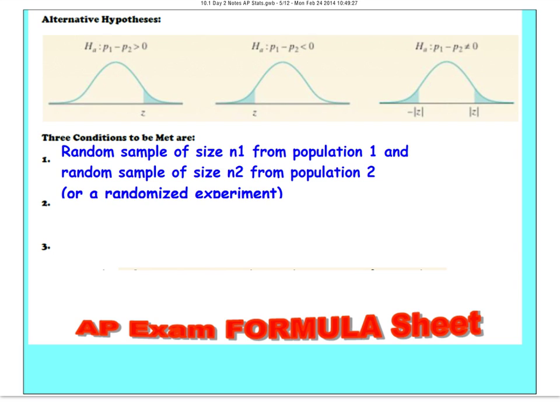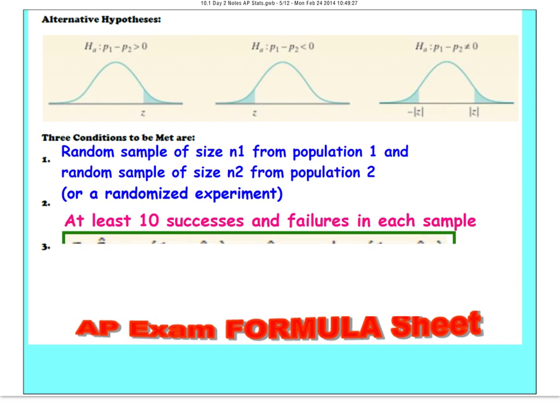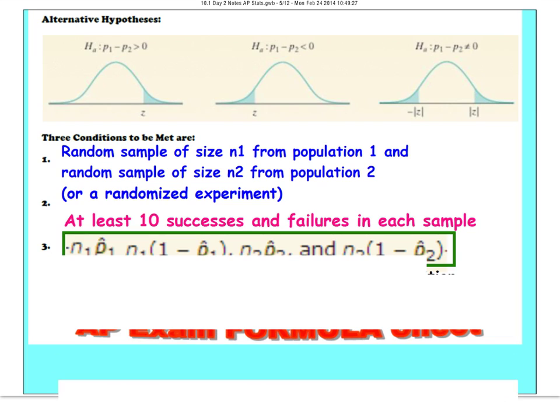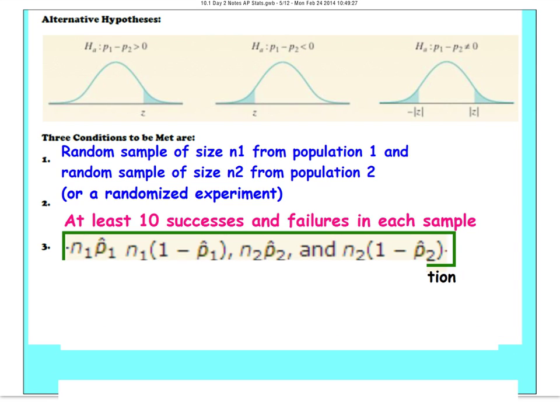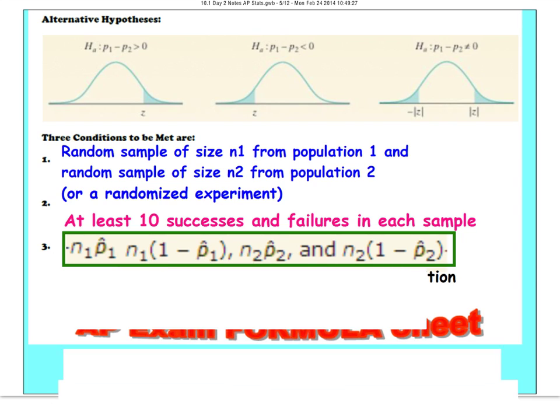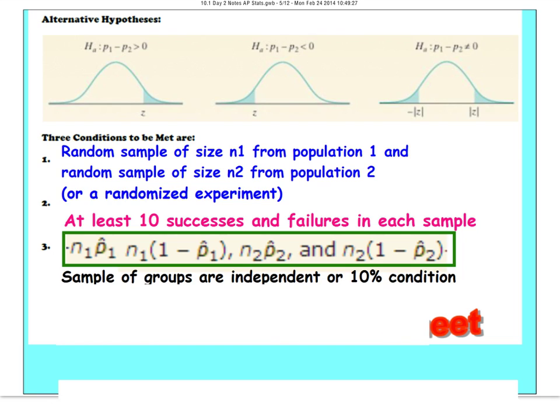Or at least there was a randomized experiment, something that gives us randomness. To check for normalcy, we're just going to show again that there are at least 10 successes and failures in each of the samples. We're going to do n times p for sample 1 and n times 1 minus p for sample 1, and then do that for sample 2. We're then going to wrap up with checking our independence.